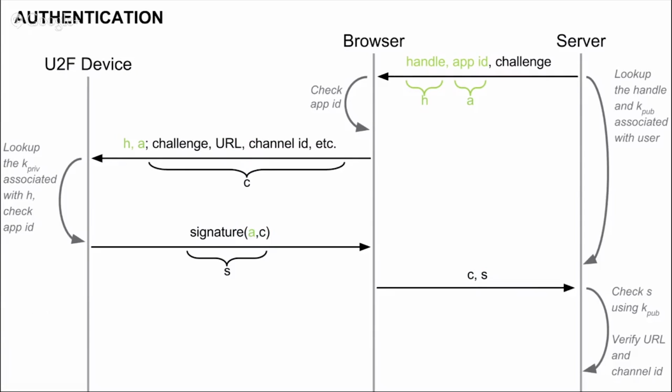To accommodate that change in authentication, the server just adds the app ID to the authentication message. It also adds the key handle, saying which key to use. Those get passed into the device, and we can look up the proper key pair to use for the handle, and we check it against the app ID. If everything looks good, then we sign everything and send it back.